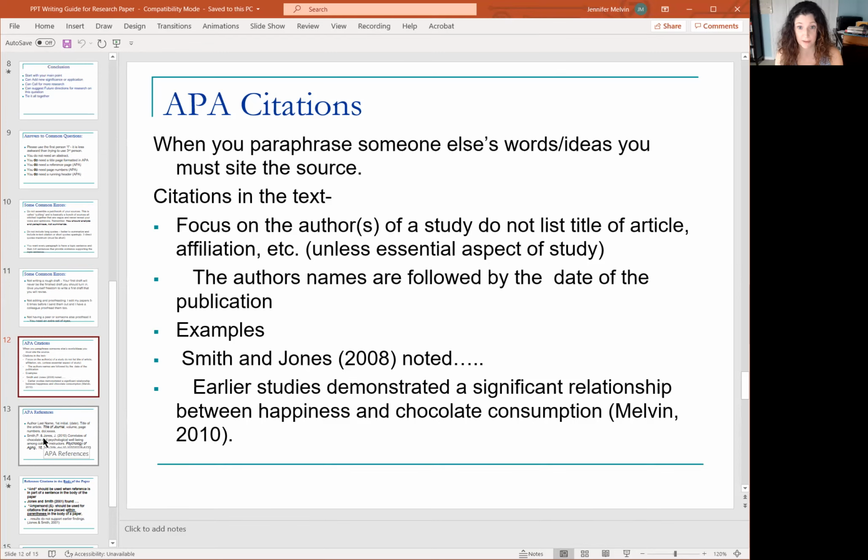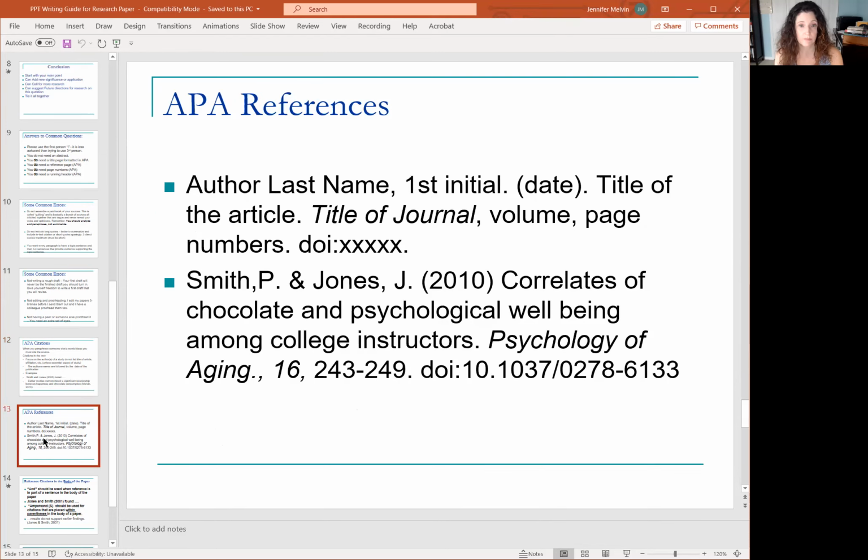That's mainly what this is about, is your APA citations. Those are in the text. And then this is your APA reference page, and this is how it should be formatted. Remember that the OWL Purdue website, OWL, Purdue University, they have a really good APA website.